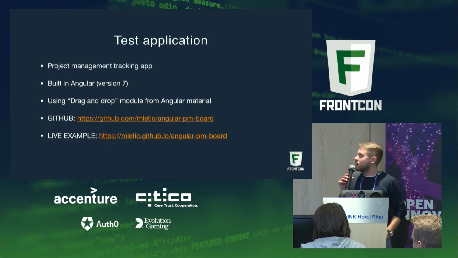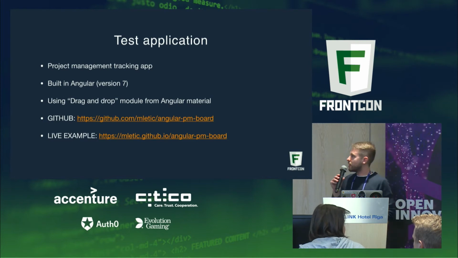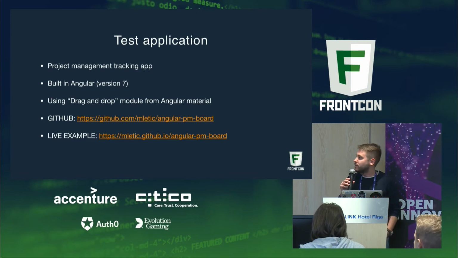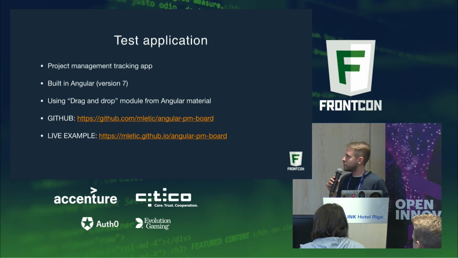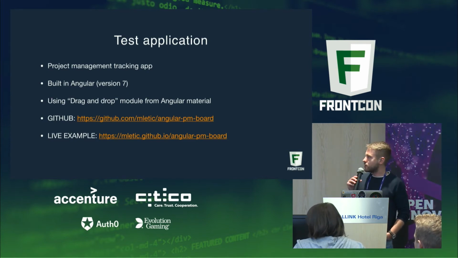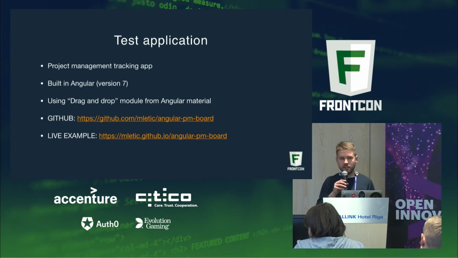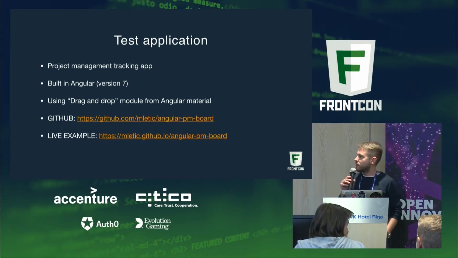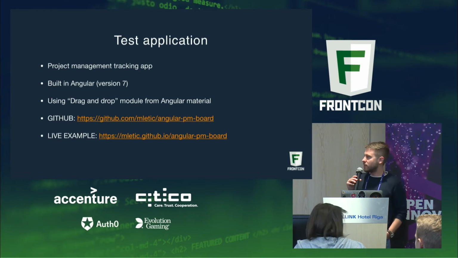What I'm going to show you here today is a test application that is basically a project management tracking app built in Angular version 7. So something similar to Trello. You know Trello, right? Yeah, something similar to that, very simple because I built it in a couple of hours. But it uses the drag and drop module from Angular Material. So I wanted to make a short connection with React D&D to demonstrate what we can do similar to what they did, in a couple of minutes.